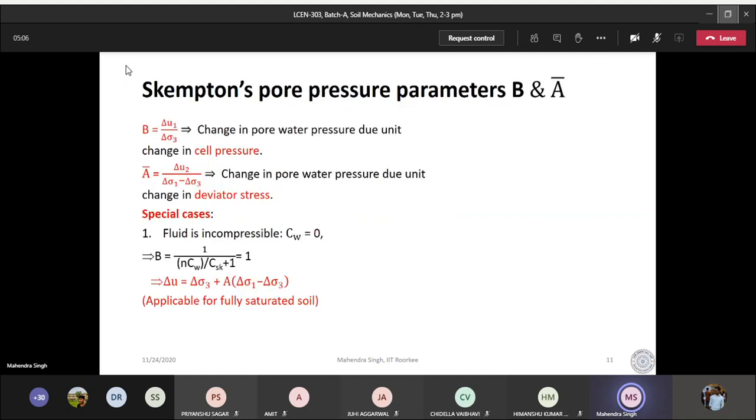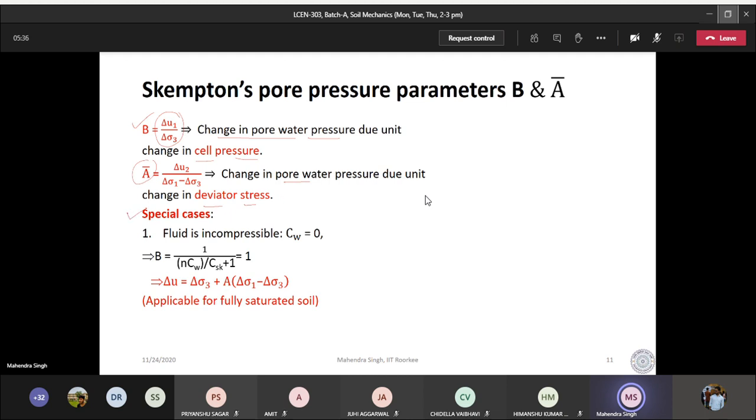We have done up to this, and quickly I will go through a few slides. So this is the definition of B. B is the change in pore pressure due to unit change in cell pressure, and A bar is the change in pore pressure due to unit change in deviator stress or principal stress difference.